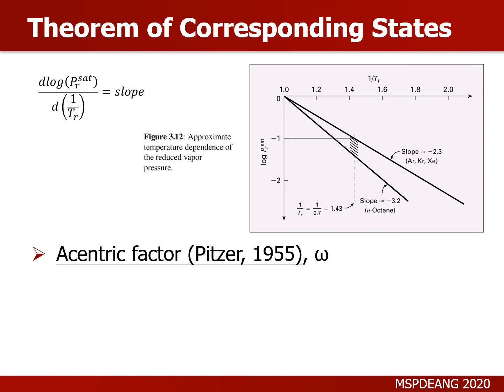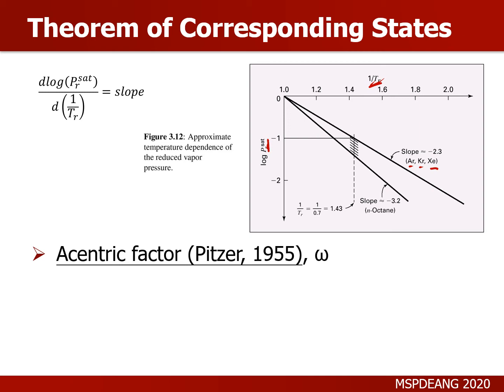So now Pitzer in 1955, okay, had an experiment, okay, na pinlot niya ang log of PRSat, okay, with respect to 1 over the reduced temperature. Okay? And napansin niya na may linear relationship between the logarithm of the reduced saturation pressure with respect to the reciprocal of the reduced temperature. Okay? So for the simple gases, argon, krypton, and xenon, the slope was negative 2.3. Okay? Pero nag-iiba siya, nag-deviate siya further for more complex gases.